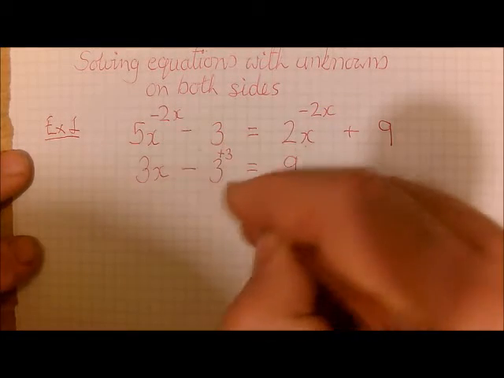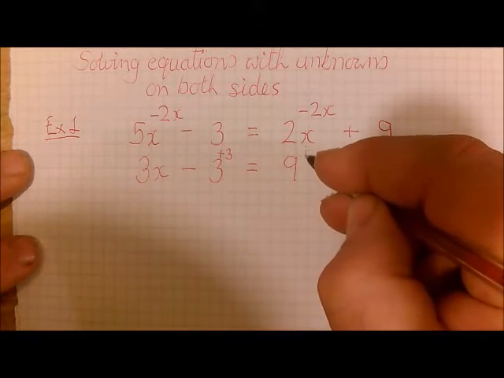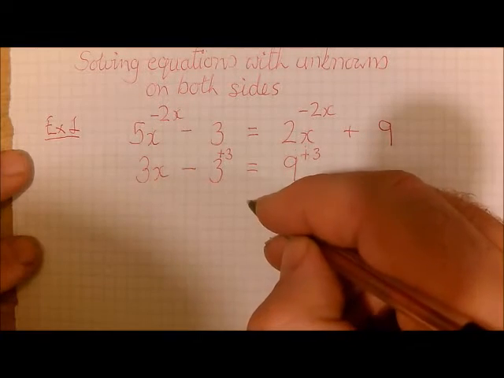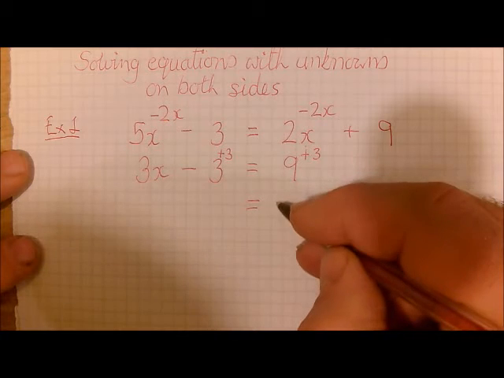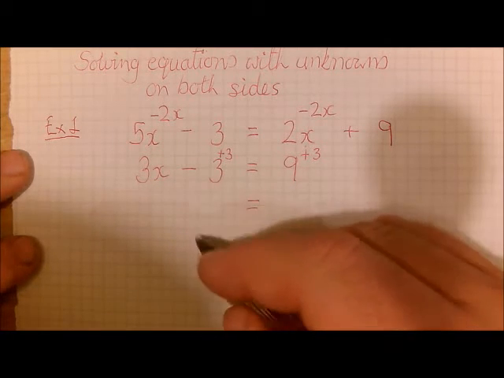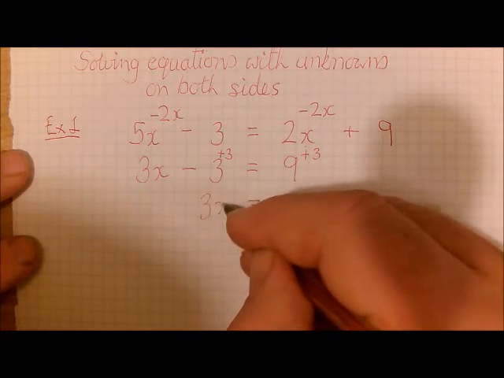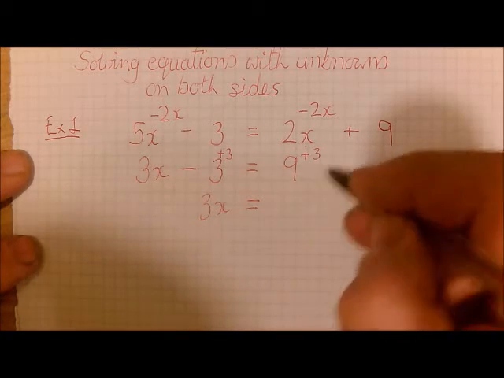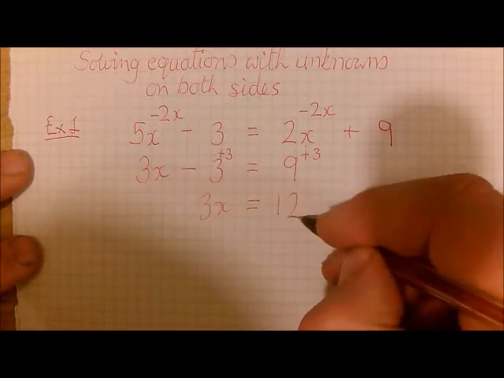That will get rid of that extra term, but I must do it to both sides, so the 9 has 3 added as well. So on the left hand side I'm going to be left with just 3x, as the minus 3 is now 0 having added 3, and the right hand side is 12.